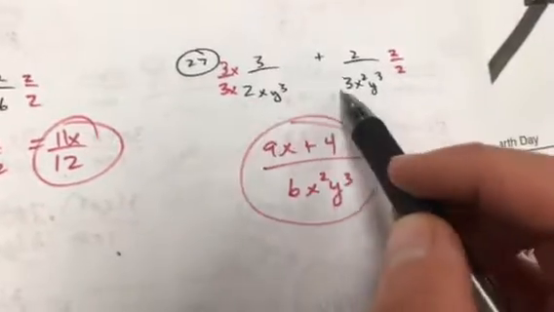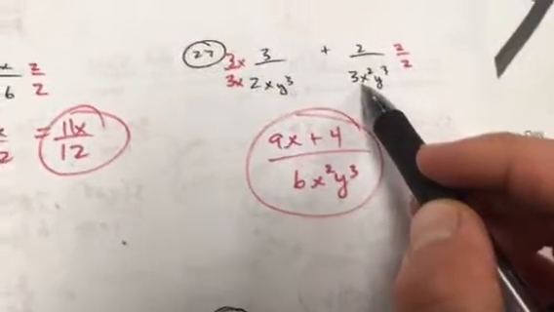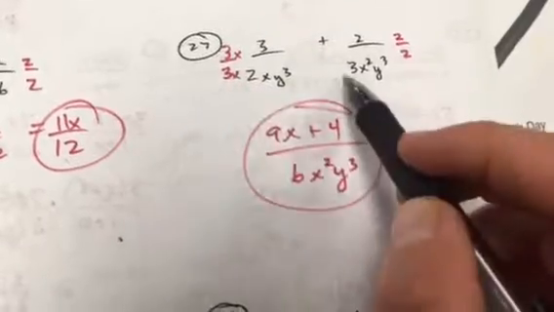All right, I want 2 and 3 to be the same number, and I can make them both 6's if I give the 2 a 3 and the 3 a 2.